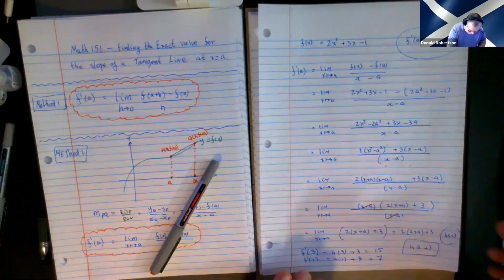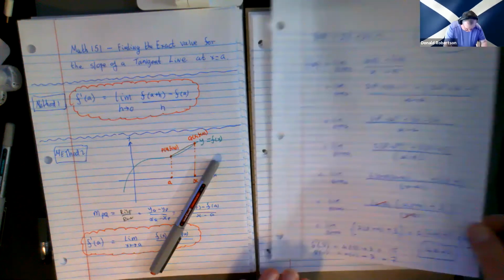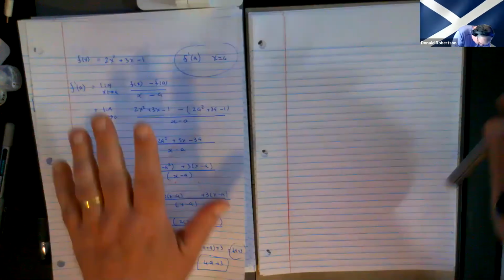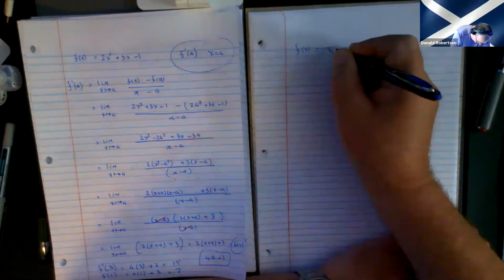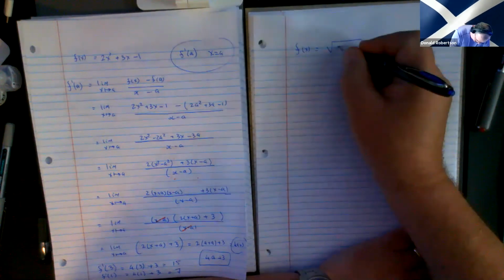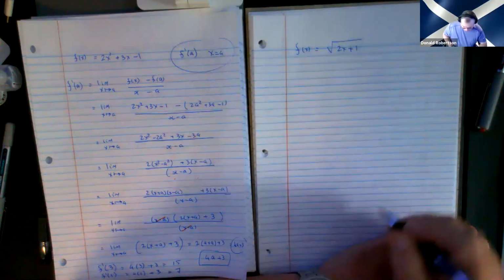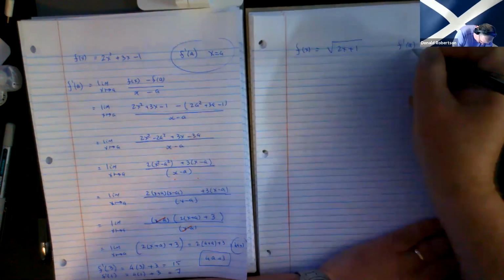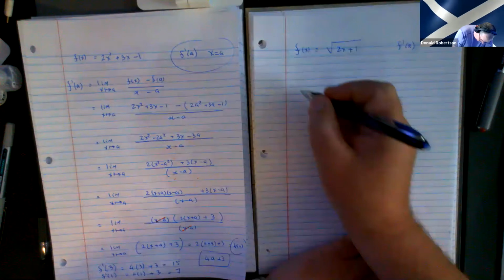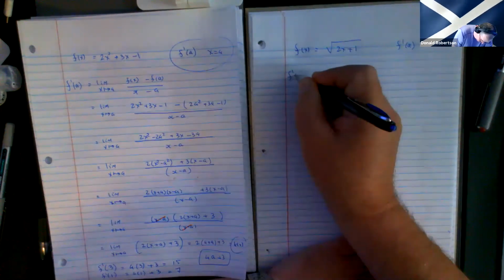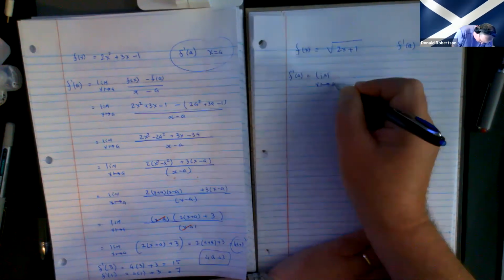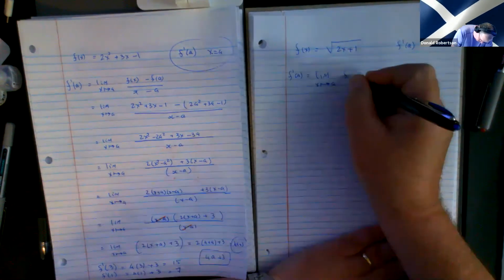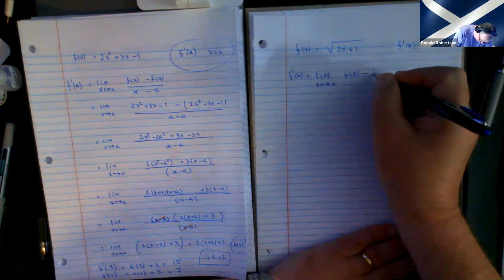Okay, let's do one more. I'm not going to focus really much on this except to show you that you could do it this way. Let's do the square root of 2x plus 1, and let's find the general derivative f dashed of a. So it's going to be the limit as x tends to a of f of x, take away f of a, over x minus a.